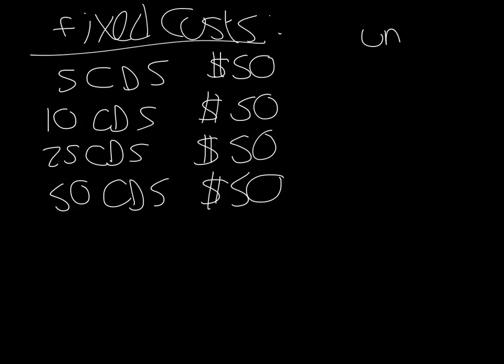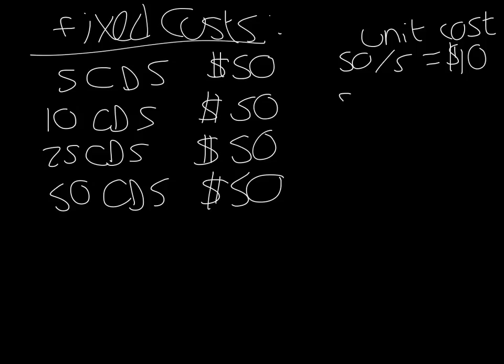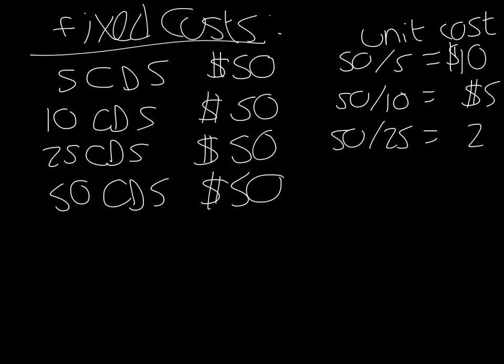When you talk about the unit cost, for 5 CDs, it'd be 50 divided by 5, which is equal to $10. It'd be 50 divided by 10, which is equal to $5. There's 50 divided by 25, which is equal to $2. And 50 divided by 50 is equal to $1. As you can see, the unit cost changes with the output, but the cost of supervision always remains the same.